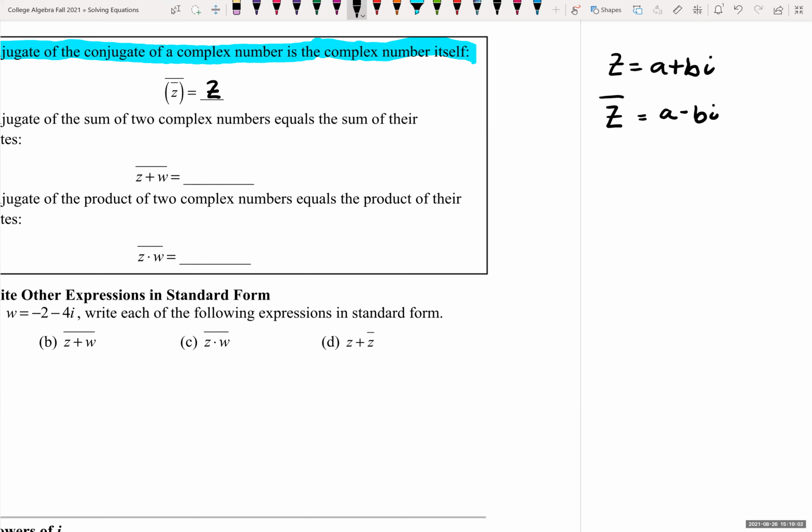Well, if I take the conjugate of a minus bi, that's again just changing the sign between the real and the imaginary part. This gives me a plus bi, which is equal to our original z value complex number.